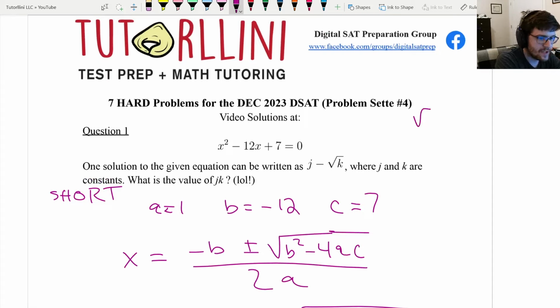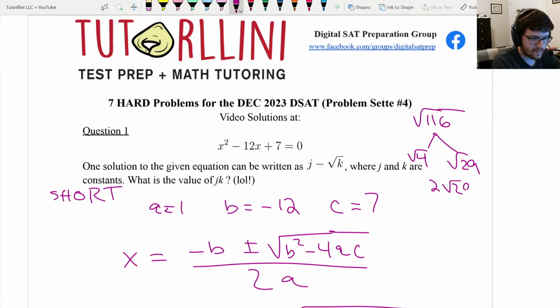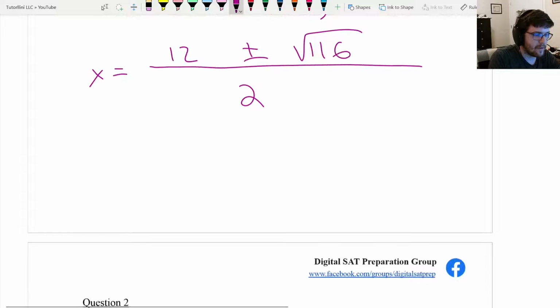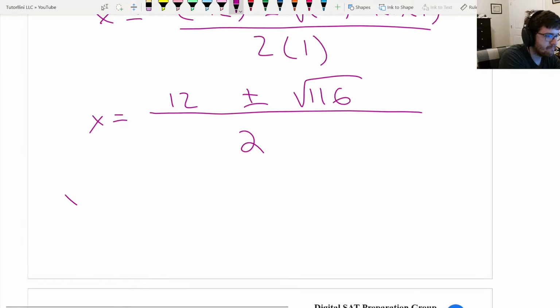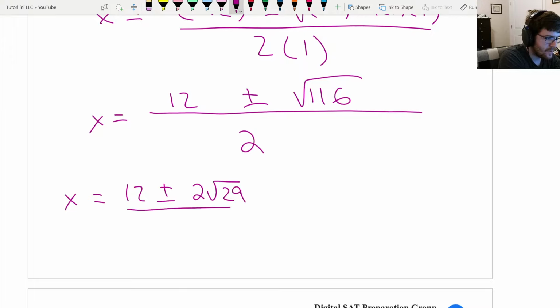The biggest perfect square that I think goes into 116 is 4. So I'm going to pull out a root 4, and I'm going to use a calculator really quick to see what's left: 29. The square root of 4 is 2, so this would be 2 root 29. So we're going to replace this: 12 plus or minus, instead of root 116, we're going to write 2 root 29, over 2.